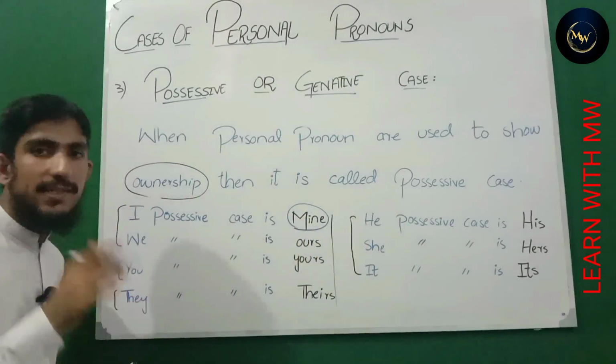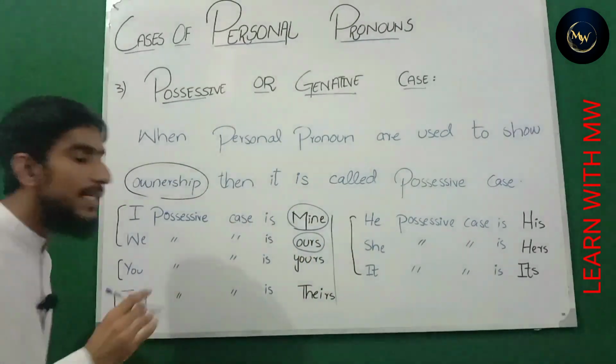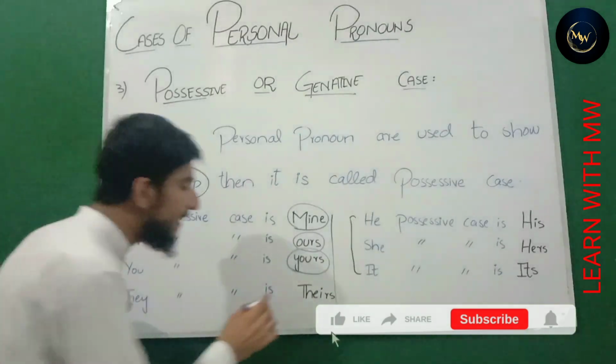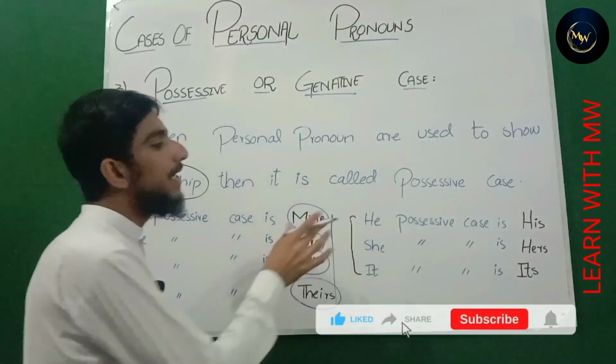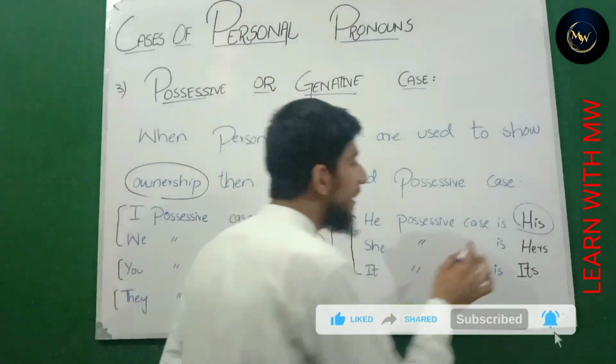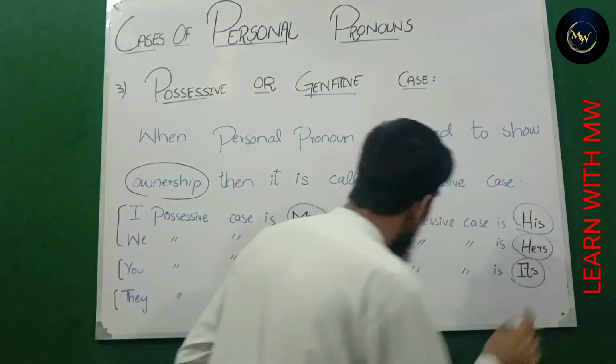We, possessive case is ours. You, possessive case is yours. They, possessive case is theirs. And he, possessive case is his. She, possessive case is her. And it, possessive case is its.